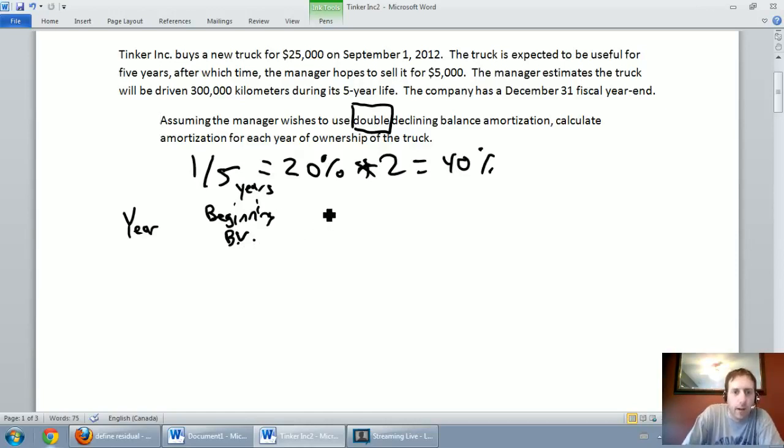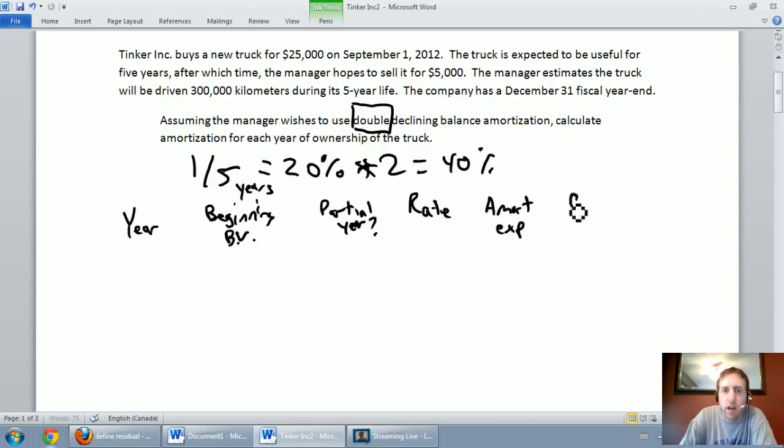I'll put a column here for partial year, and it's just for the first year really. If I have a partial year, I want to put the number of months down. Then I'm going to put the rate, which we calculated as 40%, our amortization expense, and our ending BV, or our ending book value of our assets. So we're going to fill out this table for all 5 years of this asset's useful life, starting in 2012.